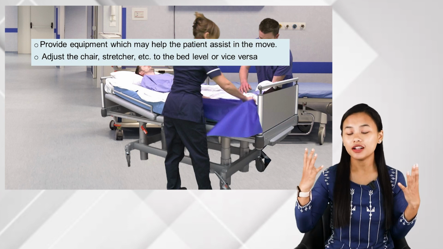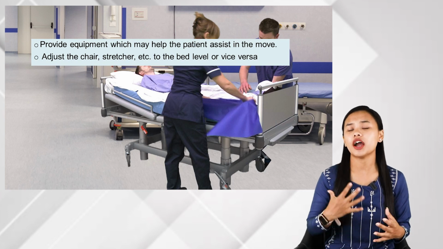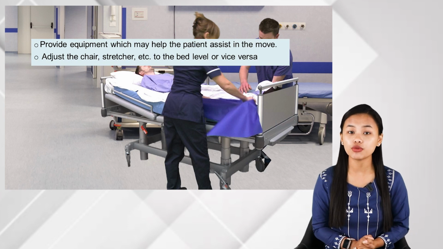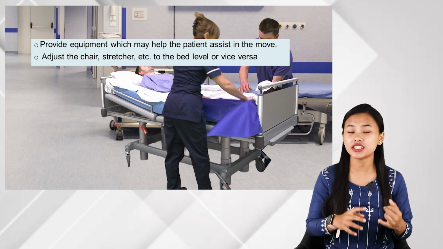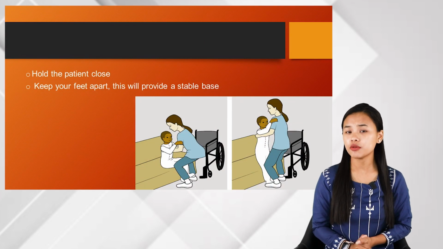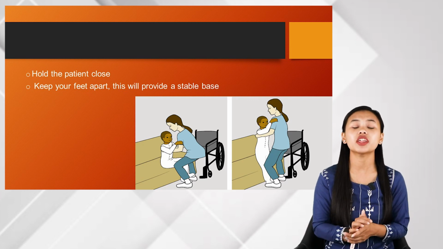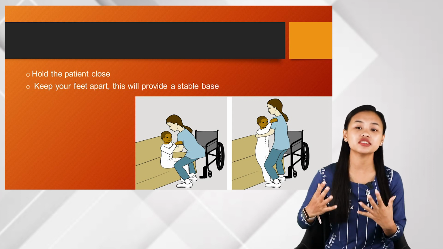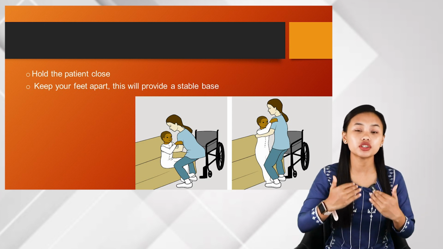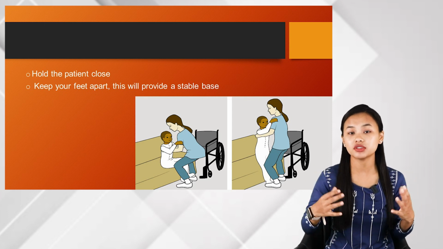After you've evaluated the situation, explained what you are going to do, and provided the necessary equipment which they may need, what you must do next is adjust the chair, the stretcher, and the height of the bed. And it is very important that you not only adjust the height of the bed, but also lock the wheels of both the bed as well as of the stretcher or the wheelchair. You must hold the patient close because this will help to keep your balance, and strain on the arms as well as on the back.